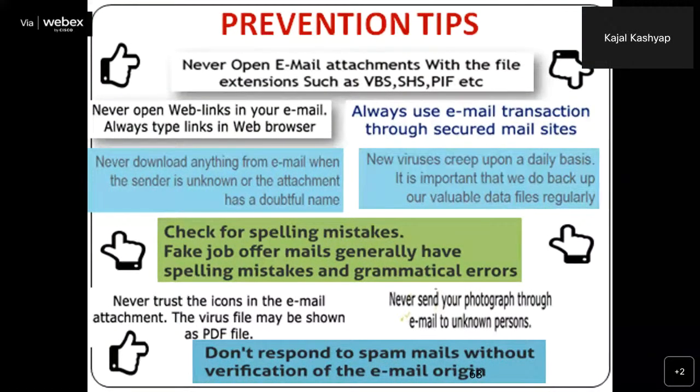And never open email attachments with file extensions such as VBS, HS, and PIF. And never open web links in your email. Always type links in the web browser, and always use email transactions through secured mail sites, and never download anything from the email when the sender is unknown or the attachment has a doubtful name. You need to look carefully. And definitely never trust the icons in the email attachments. The virus file may be shown as a PDF. And never send your photographs through any social media applications to unknown persons.